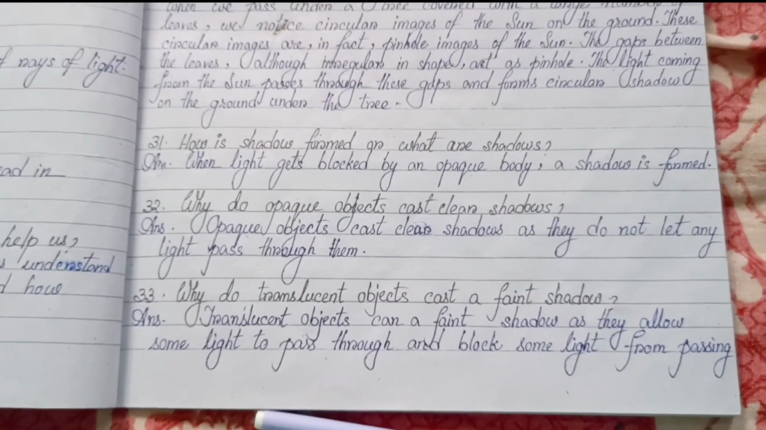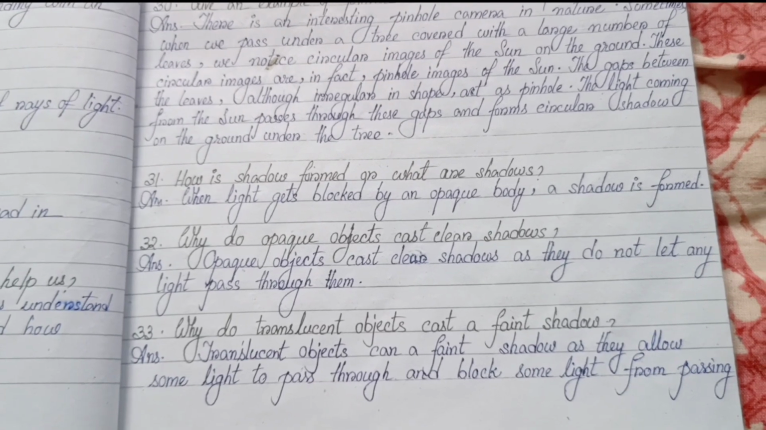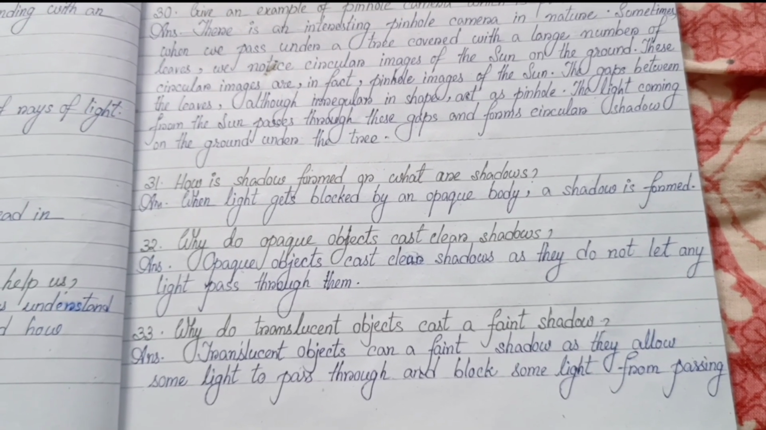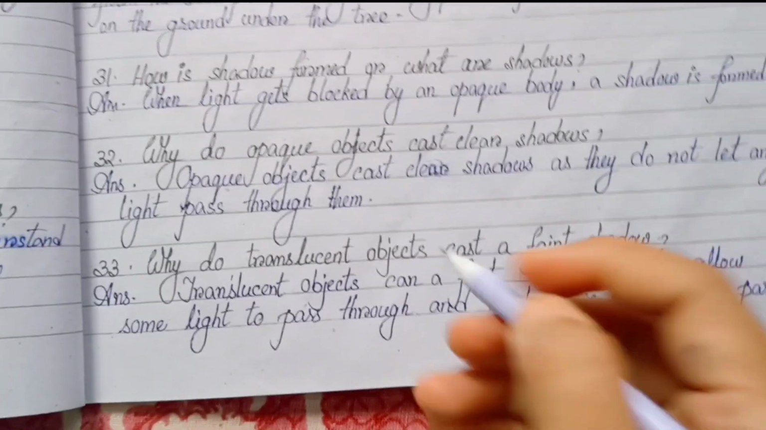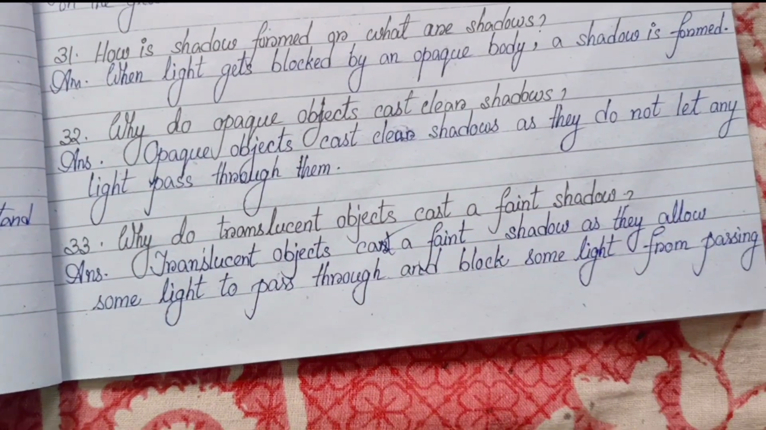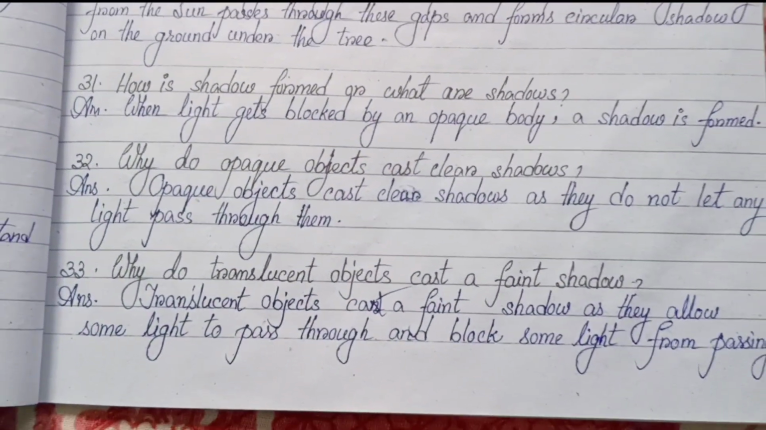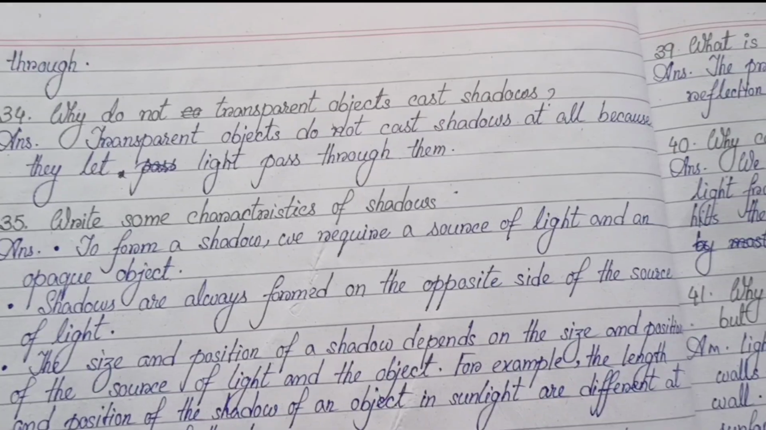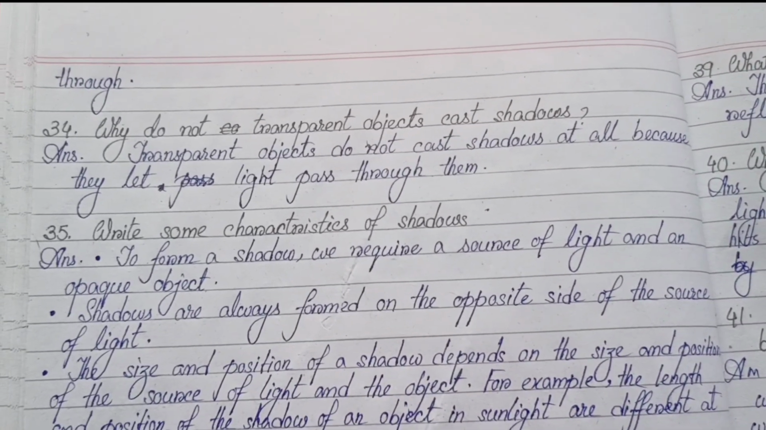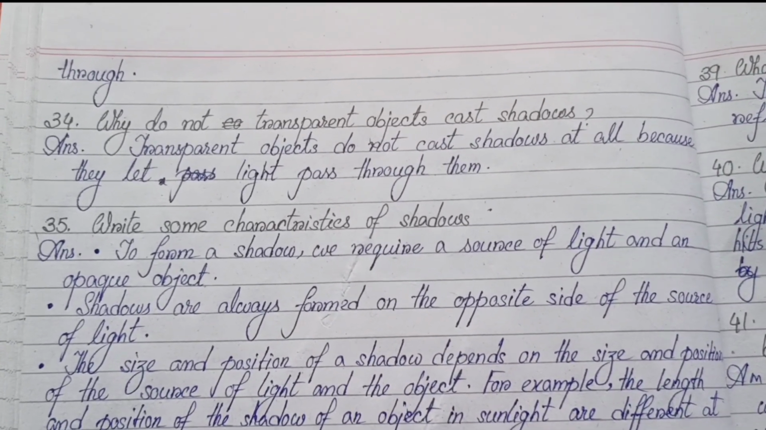Number 33. Why do translucent objects cast a faint shadow? Translucent objects can cast a faint shadow as they allow some light to pass through and block some light from passing through.